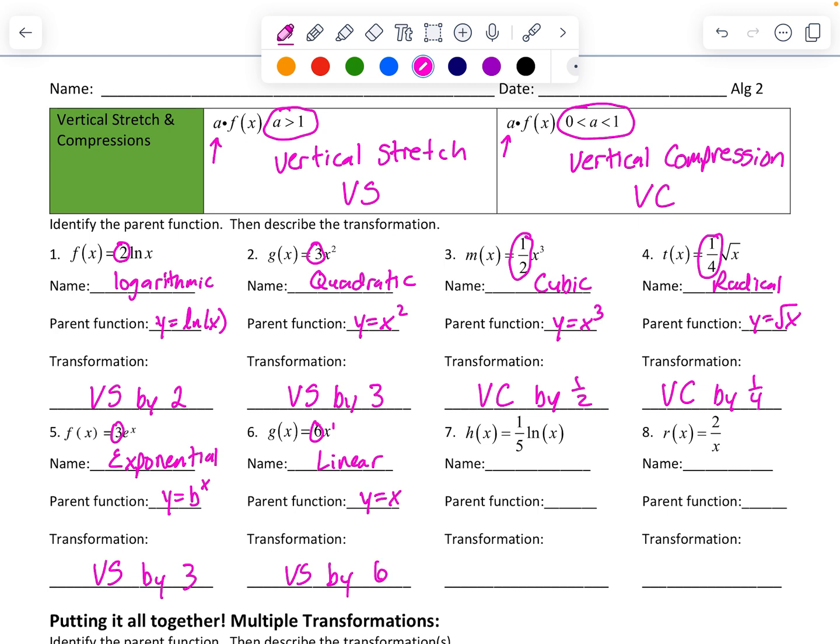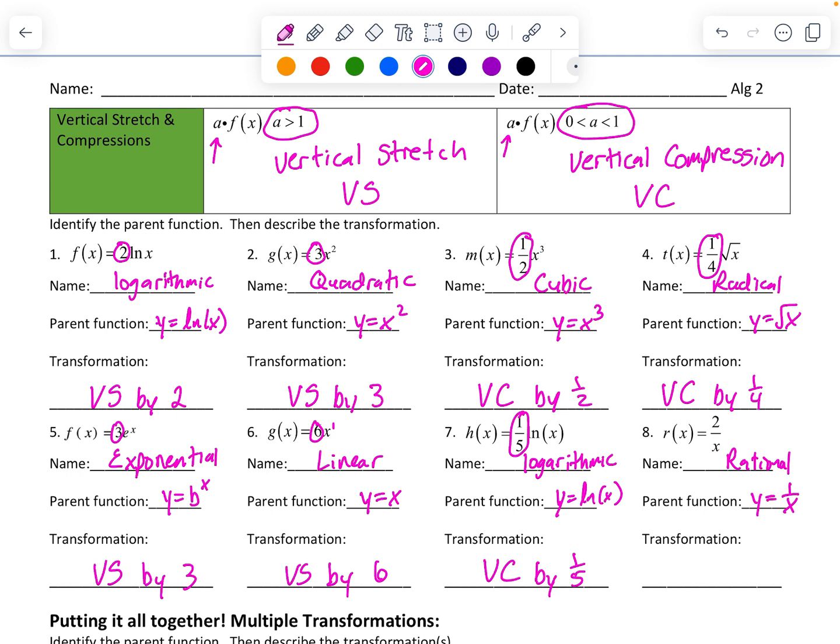Number 7, I see the ln, so logarithmic, the hardest word for me to spell. Logarithmic. Parent function ln of x. And the 1/5 in the front is between 0 and 1, so that is going to be a vertical compression by 1/5. And finally, I see an x on the bottom of a fraction, which is a rational. So it would be 1 over x for the parent.